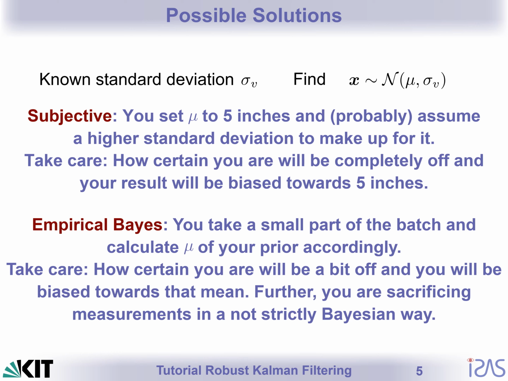Maybe some others of you have chosen the empirical Bayes way. You've taken a small part of the batch and you calculate your mu parameter accordingly. Just for that part, you say that this applies to all of them. Well, obviously your certainty will also be off and it will be biased towards the mean of just that part. And another thing is that, strictly speaking, you're using some measurements that are not used in a strictly Bayesian way.